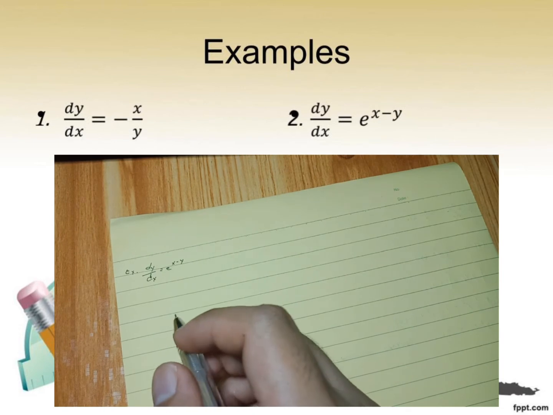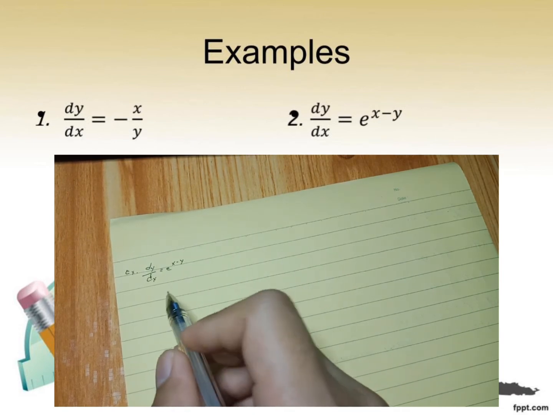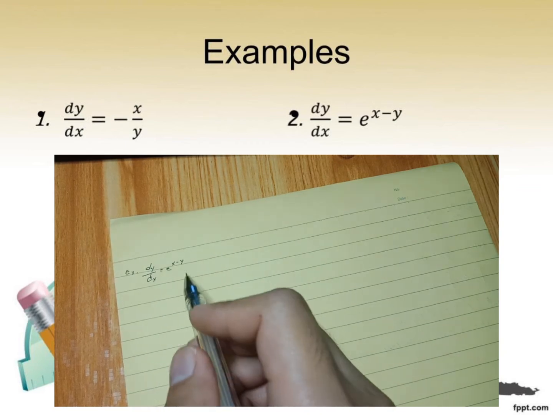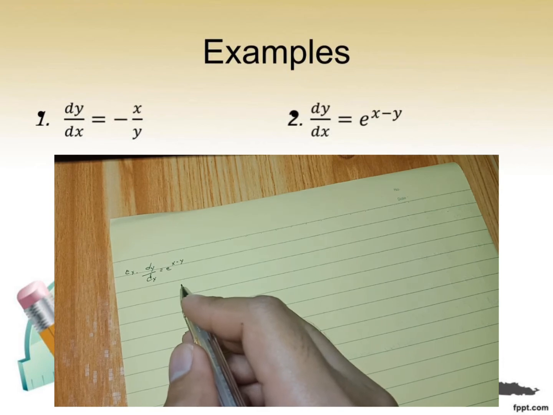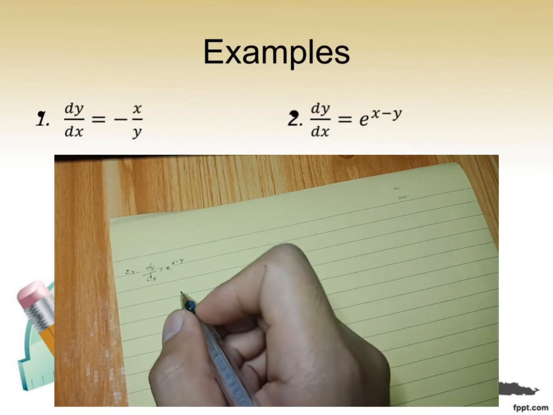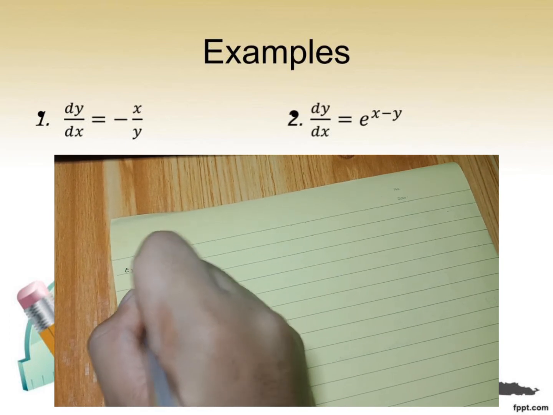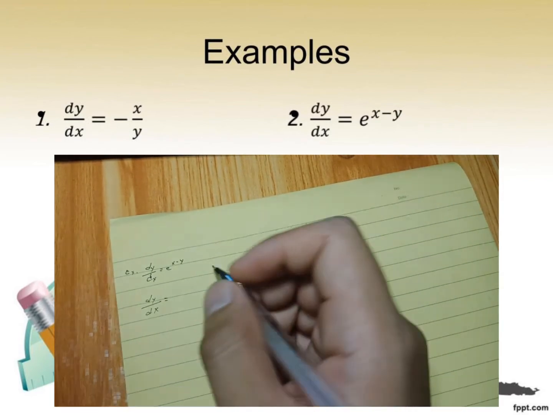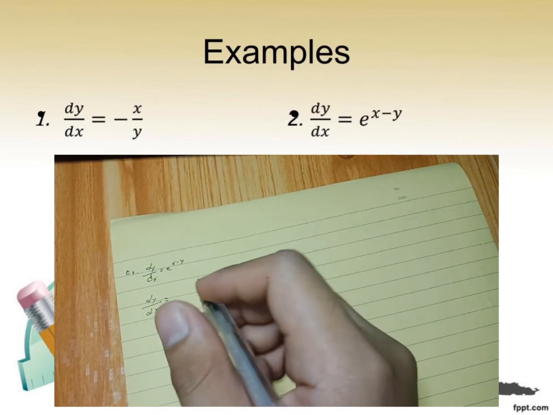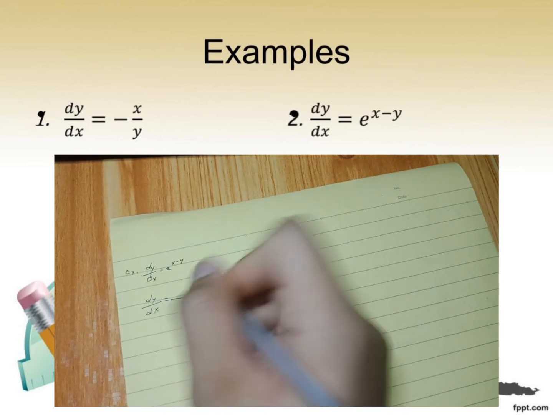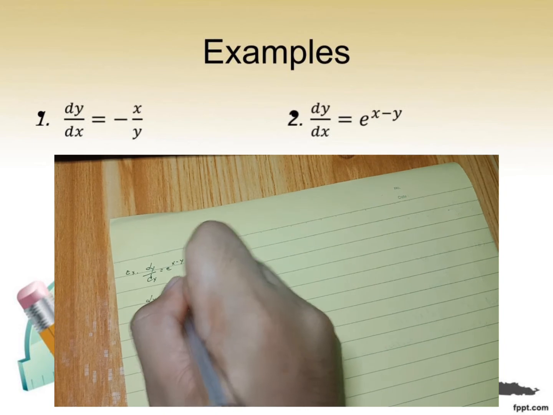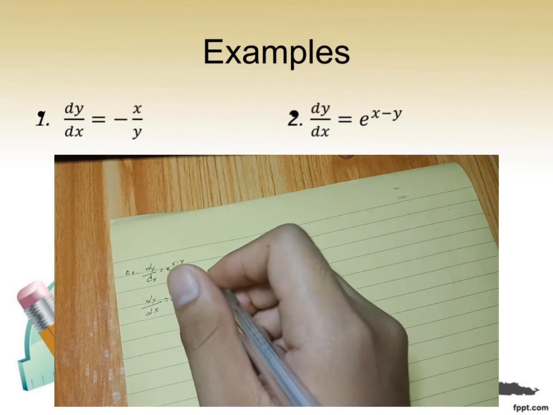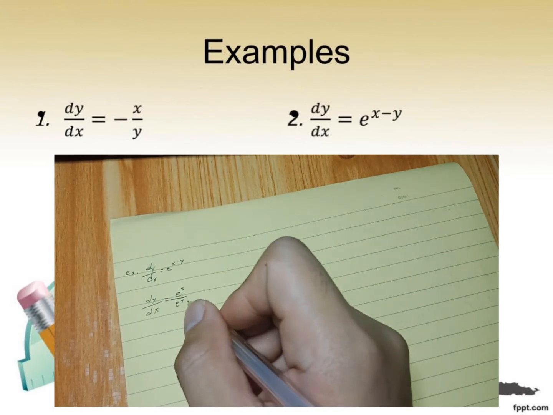The second problem is dy dx equals e to the x negative y. Since we can't separate the x and y because of the exponent, we write dy dx equals, the exponent being a subtraction, a fraction with e to the x on the top and e to the y on the bottom. Now the x and the y are separate.